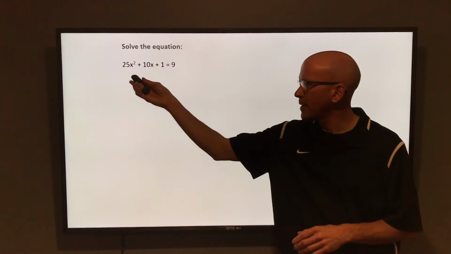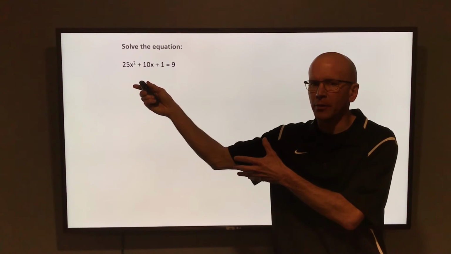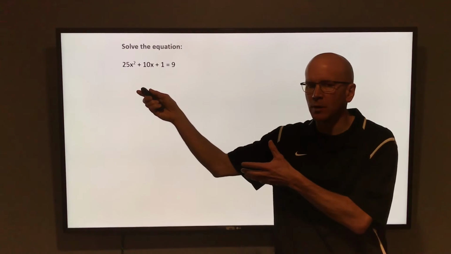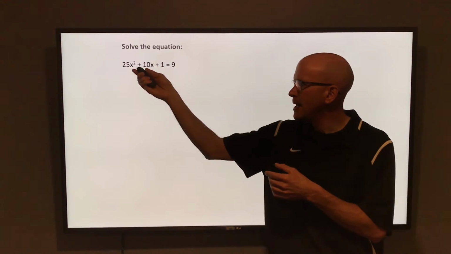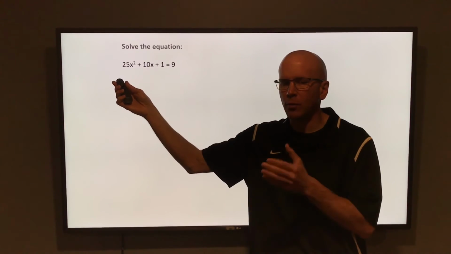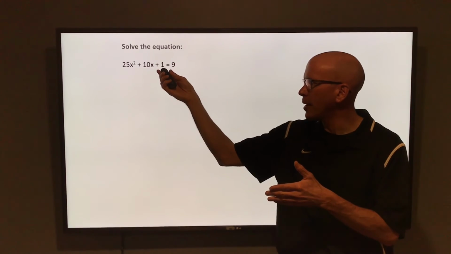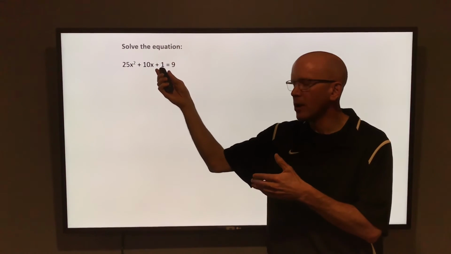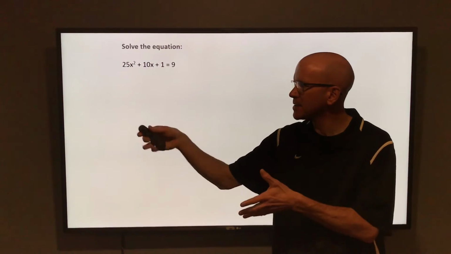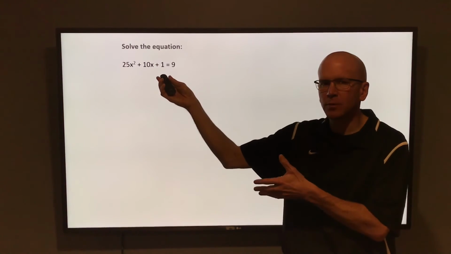We're going to solve 25x squared plus 10x plus 1 equals 9. Now you might think, is that a perfect square trinomial on the left side? Is that in the form of a squared plus 2ab plus b squared? Well, to check it, it's real simple. If a squared, that first term, is 25x squared, then a, the square root of that, would be 5x. So just remember a is 5x. And if b squared is 1, b would be the square root of 1, and that is 1. So a is 5x, b is 1.